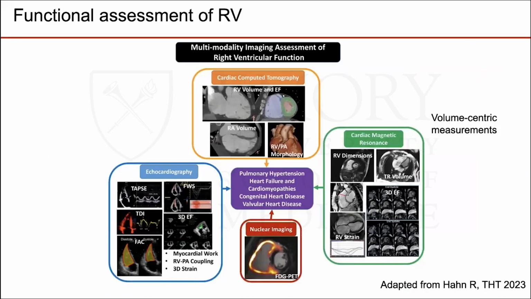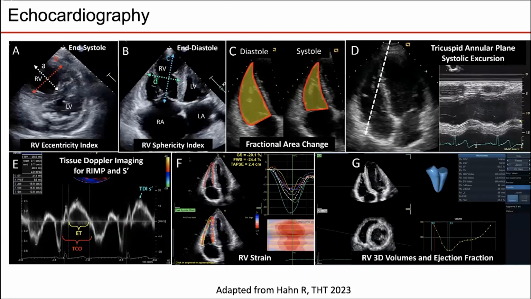So how do we do function assessment? It is best done with multimodality imaging, whereby the CT and the MRI usually are able to provide us volume-centric measurements. The right heart cath can provide us pressure-centric measurements. But let's be practical here and focus on echocardiography, because that's the most common test that is available to us today. So using 2D echo, we can measure the size and the shape of the RV.